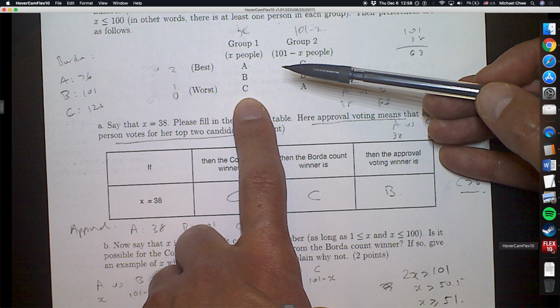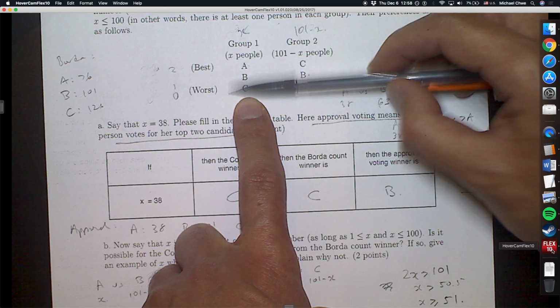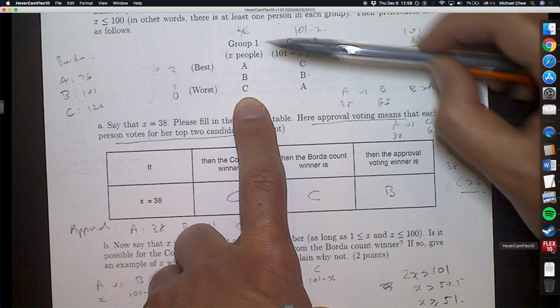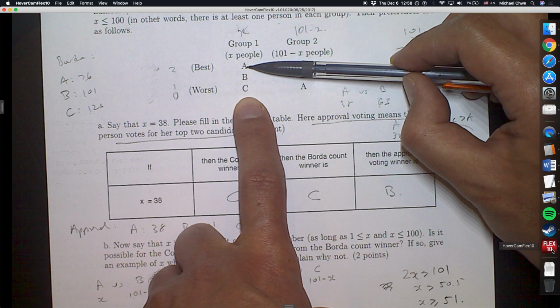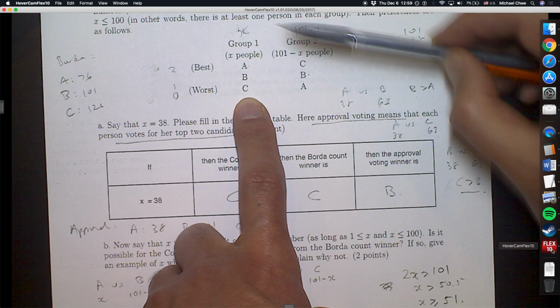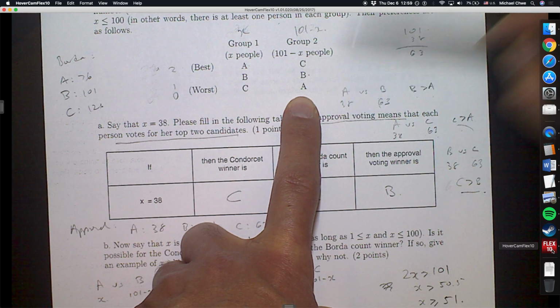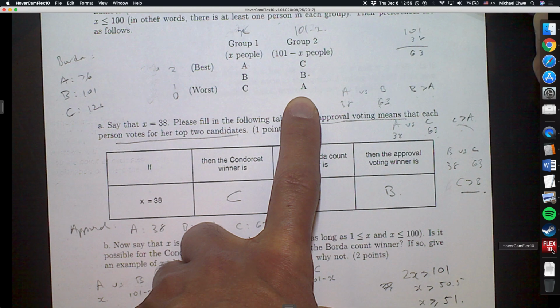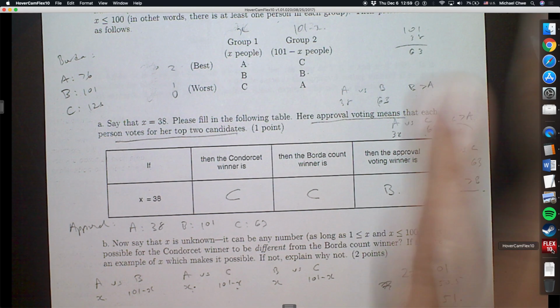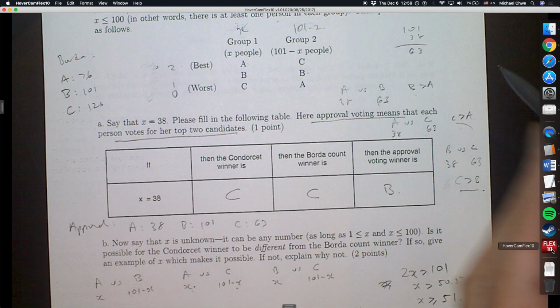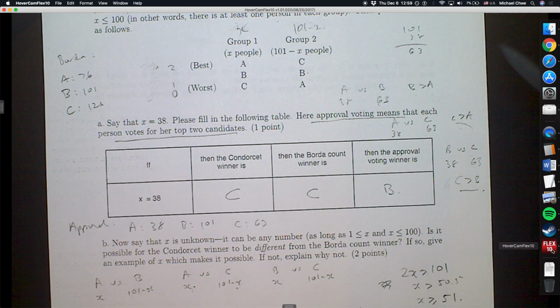So if this group is small, B will always get 101 Borda points, so there's no way A can be the Borda count winner, right? If this group is small, then it's all about this, and who will be the Borda count winner? C. Does that make sense? So you can think about it that way. It's not possible for the Condorcet winner to be different than the Borda winner. Okay, that's the punchline.